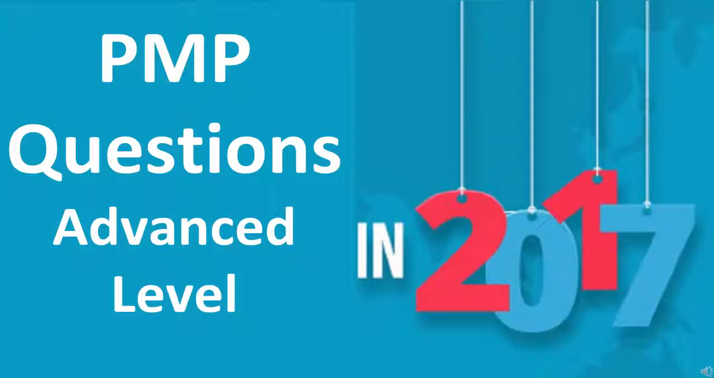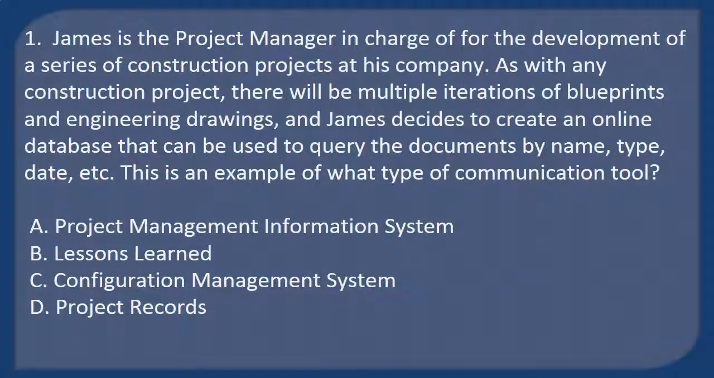PMP question, advanced level. Question 1. James is the project manager in charge of the development of a series of construction projects at his company. As with any construction project, there will be multiple iterations of blueprints and engineering drawings, and James decides to create an online database that can be used to query the documents by name, type, date, etc. This is an example of what type of communication tool?